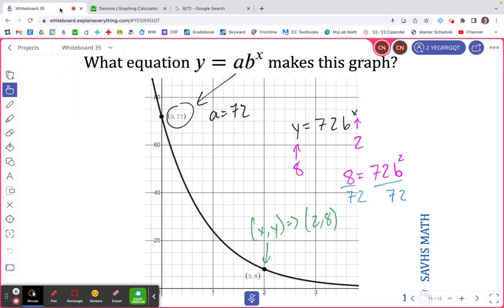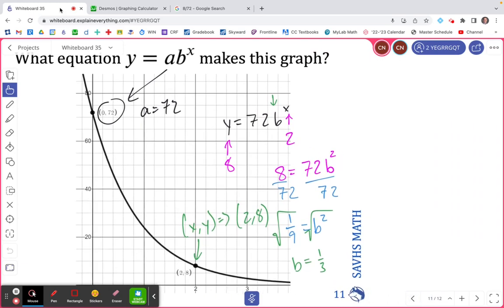So I'm going to say 1/9 equals b squared. So then b equals 1/3. You can check that. The square root of 1/9 is 1/3. So now I know b is 1/3. So I can rewrite this as y equals 72 times 1/3 to the x.